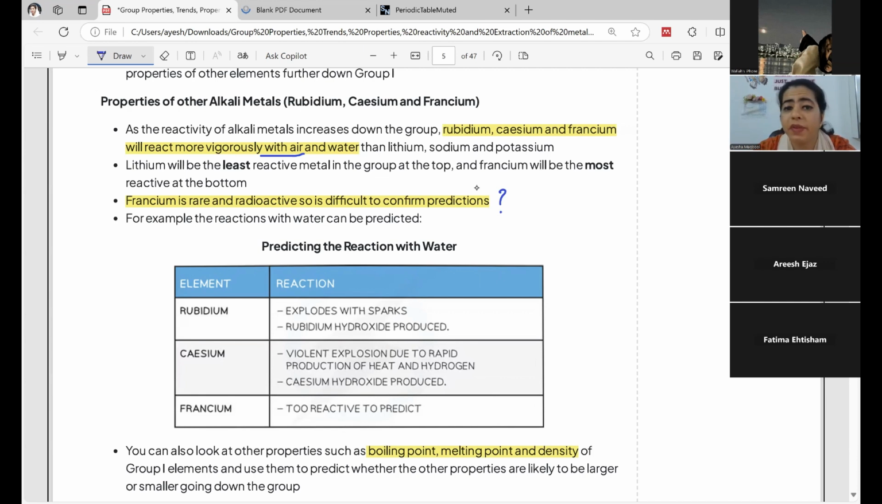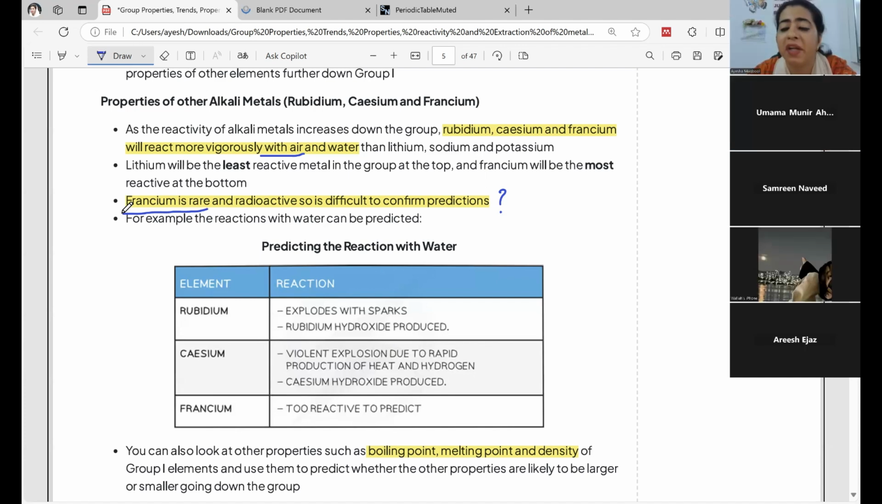Yeah. So francium is at the last in the group, so it is going to be most reactive. As soon as we take the francium out of oil, as it is stored in oil so that it cannot react with air or water, it will suddenly react with air, suddenly react with water, so we are unable to check its properties. Plus, francium is very rare, means on the earth we have a very small quantity of francium. So we cannot take it again and again and test it.